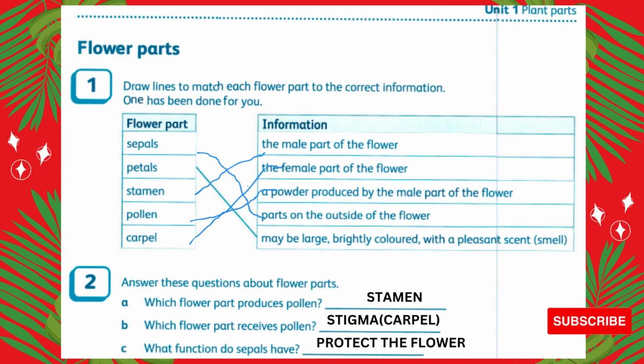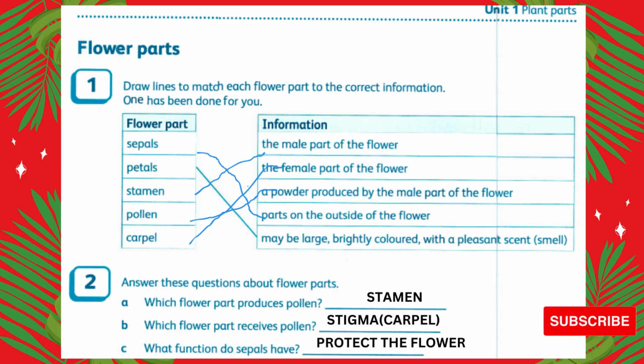Now flower parts. Draw lines to match each flower part to the correct information. One has been done for you. Flower parts: sepal, petal, stamen, pollen, carpel. Information is there. The male part of the flower: stamen is the male part of the flower. Sepals, part on the outside of the flower. Petals may be large, brightly colored with a pleasant smell. Pollen, a powder produced by the male part of the flower.